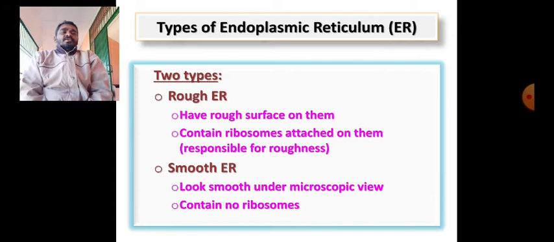Now I told you already, two types are there, and how are they different from each other? Once again we will go through it in a distinct way. The first is the rough endoplasmic reticulum. Its surface is rough in nature, and the roughness is because of the presence of ribosomes. Ribosomes are called protein factories. They produce protein molecules. The second type is the smooth endoplasmic reticulum. It looks very smooth under microscopic view, and it has no ribosomes at all. It means the smooth endoplasmic reticulum does not go for producing protein. Only the rough endoplasmic reticulum is involved in protein synthesis.